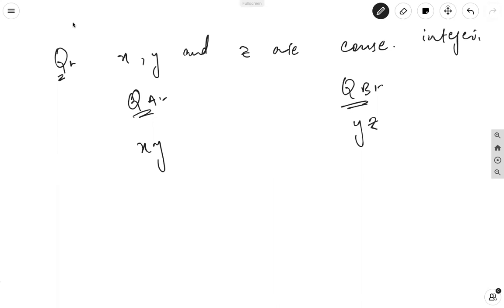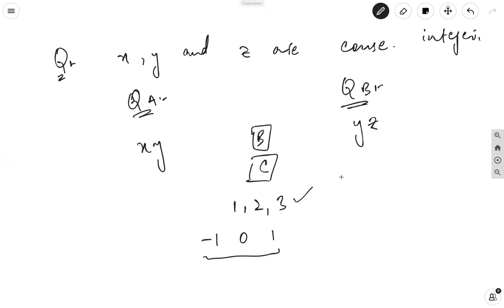Yes, exactly, because we have 3 consecutive integers and they could be in multiple cases. That could be 1, 2, and 3. This could be -1, 0, and 1. If we consider the first case, quantity B is greater, right? But if we consider this case, both our quantities become 0. In that case, the answer is C, equal. That's why the answer is D.